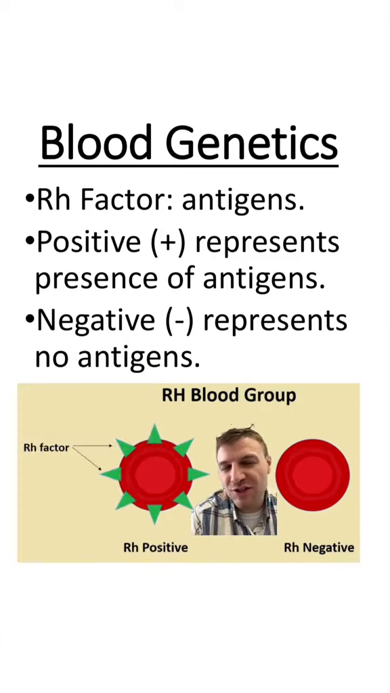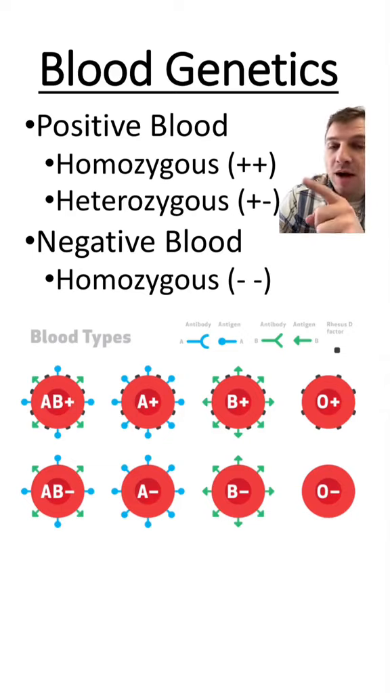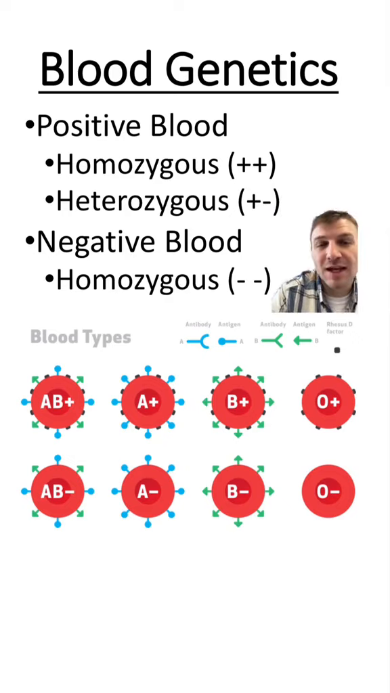Remember that these antigens are little markers found on cells that help your immune system identify your cells versus cells that aren't yours. Now, people with positive blood can either be homozygous or heterozygous for this trait. Homozygous people have two positive alleles for the Rh factor. People who are heterozygous have a positive and negative. However, their cells still have the antigens. People with negative blood are homozygous negative for having the Rh factor.